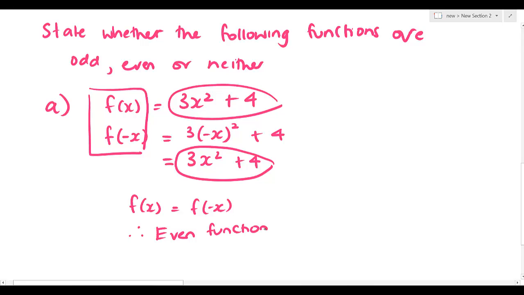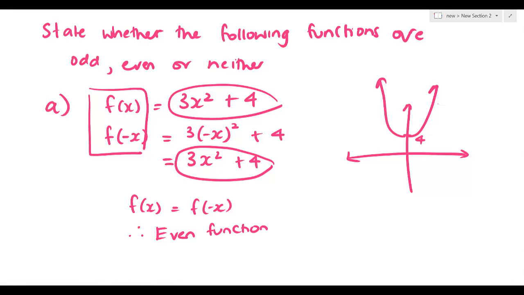If I was to just draw a crude diagram of this sort of function, it would actually look like this. So it has a y-intercept at 4, and it's a very narrow parabola. But even if you were to test this graphically, and if you were to put it in all your graphing apps or GeoGebra, you can see that this is actually, in fact, a symmetrical graph, so it's an even function. So continue on to second question.